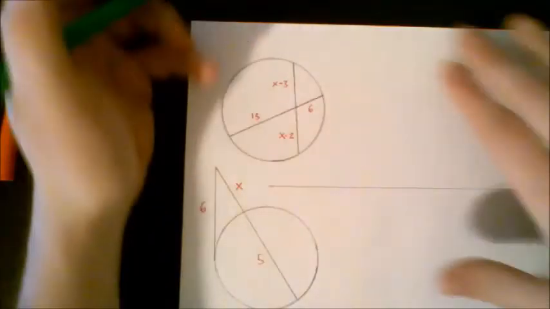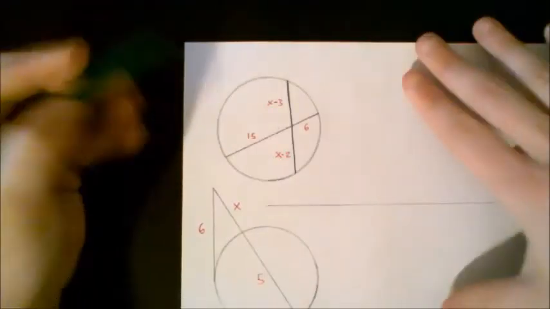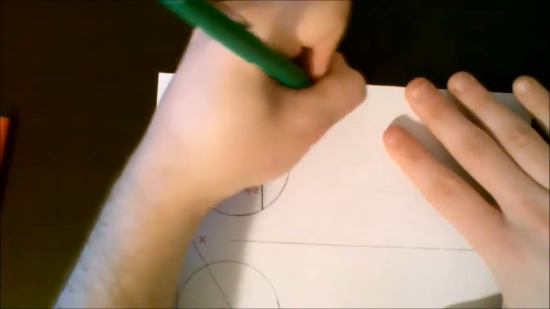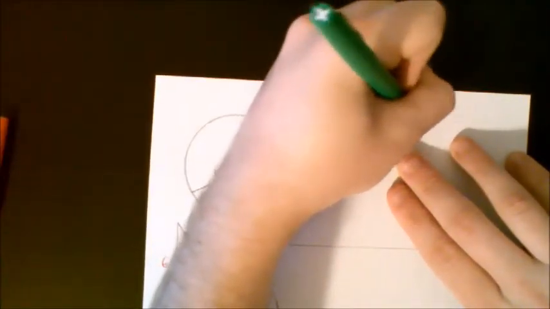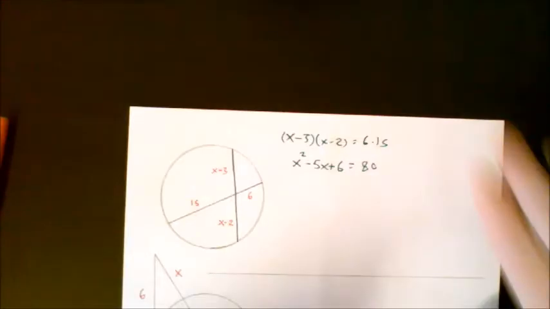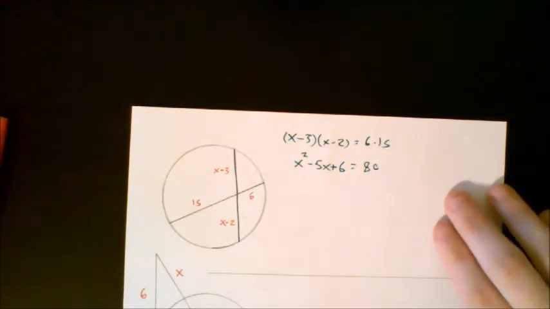All right, almost done. So this is another situation where we have an intersection of chords inside of the circle. So we need to do x minus 3 times x minus 2. Okay, now let's set that equal to the other one, 6 times 15. So go ahead and FOIL this out. That gives us x squared minus 5x plus 6 equals 80. So quadratic, we have a trinomial. Let's move that 80. Oh, that's not 80, that's 90.